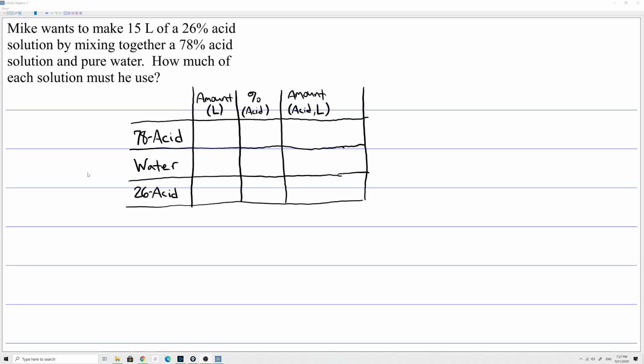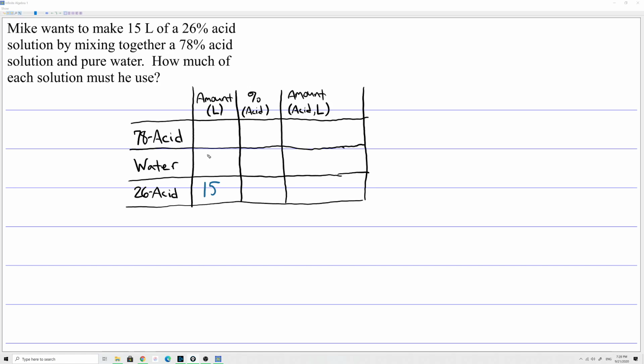But the basic story is we have an acid that's 78%. We're going to mix that with pure water to dilute the acid and make it so that the new percentage is 26. So, in this particular problem, we know that we want to make 15 liters of this final mixture. And we're looking for how much of both the 78% acid and the water.